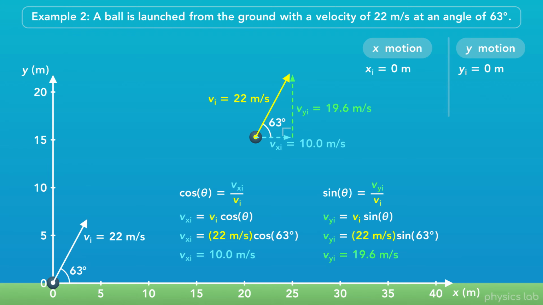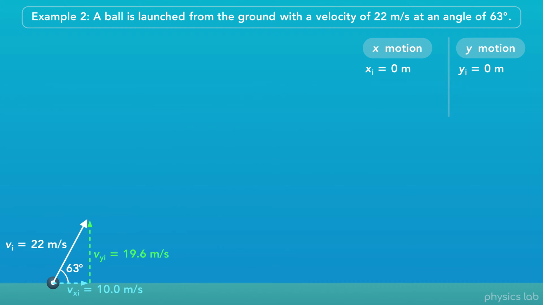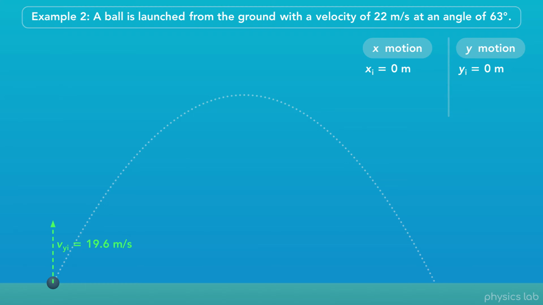Cosine and sine don't always go with x and y. Just remember that cosine is for the component adjacent to the angle we're using, and sine is the component opposite from the angle. So these are the initial x and y velocities. When the ball is launched, its actual velocity is 22 meters per second in this direction, but it's moving up at 19.6 meters per second, and it's moving to the right at 10 meters per second at this initial time.